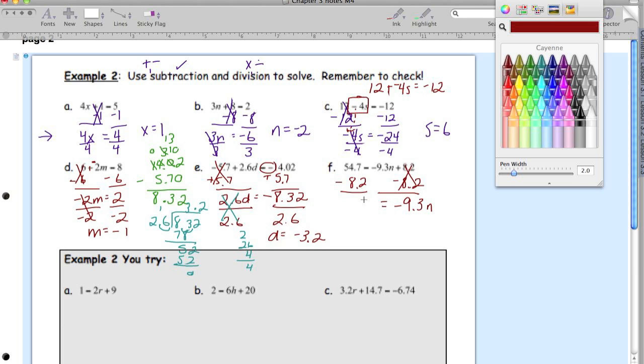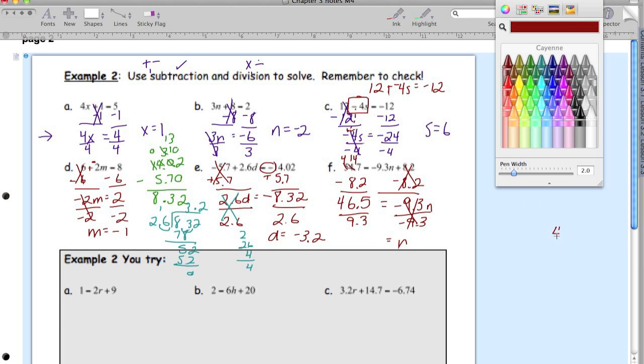I'm just subtracting. So 7 minus 2 is 5. 4 minus 8, borrow there. I'm going to get 6 and 4, so it's 46.5. Now I'm going to divide by negative 9.3. Those cancel, n comes down.